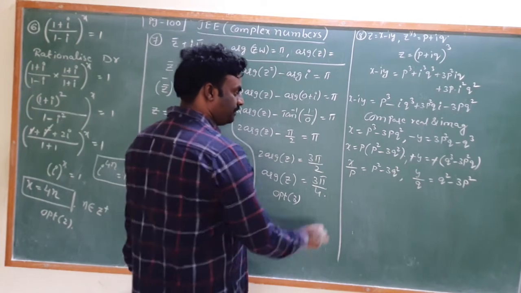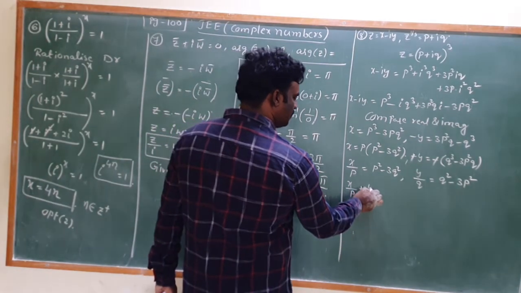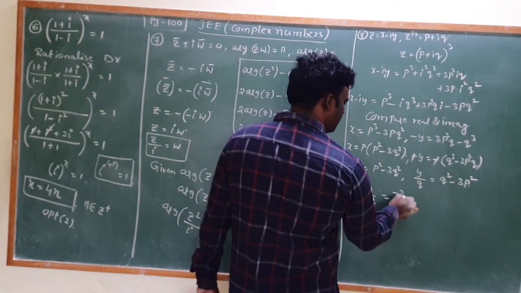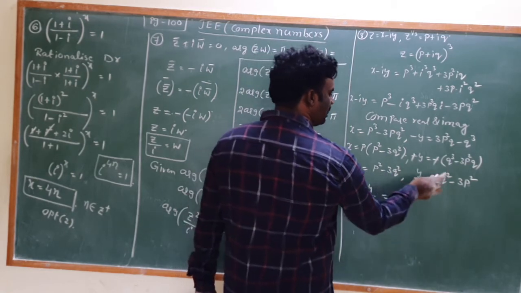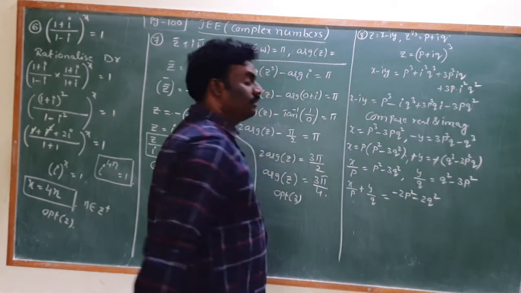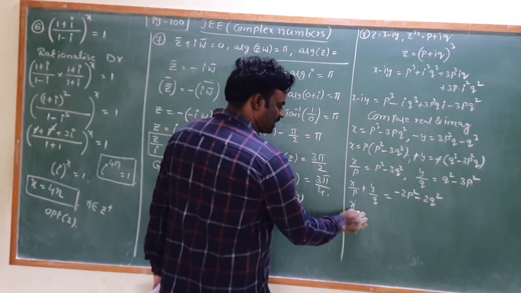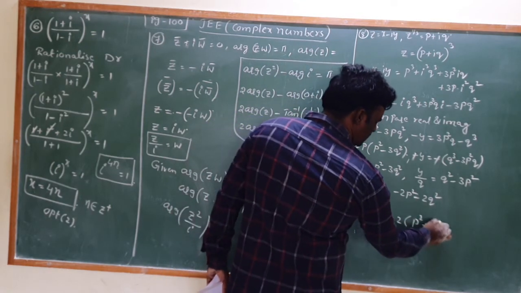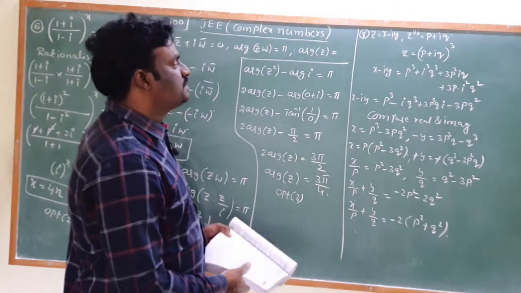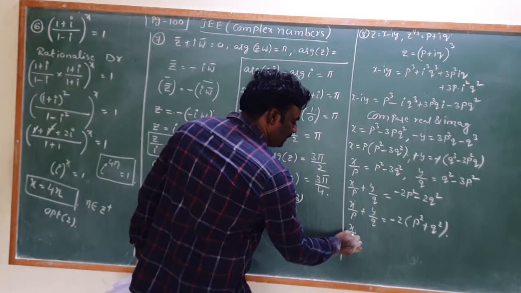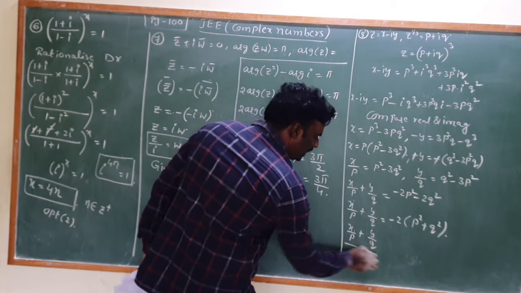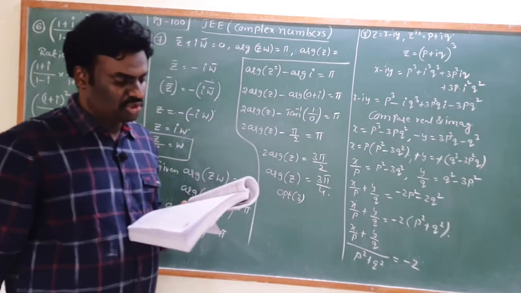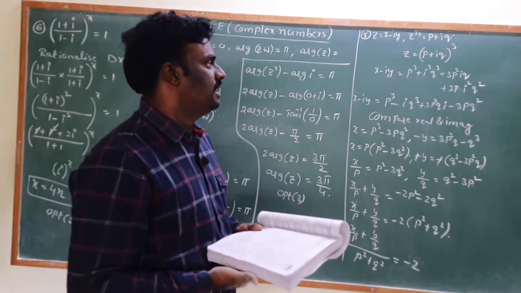Adding these two values, x by p plus y by q, if you add p square minus 3p square is minus 2p square, minus 3q square plus q square is minus 2q square. Here you can take minus 2 common, then x by p plus y by q equals, if you take minus 2 common, then p square plus q square is remaining. Send this p square plus q square to this side, then x by p plus y by q by p square plus q square, that value will be equal to minus 2. That is nothing but option 4 is the correct answer.